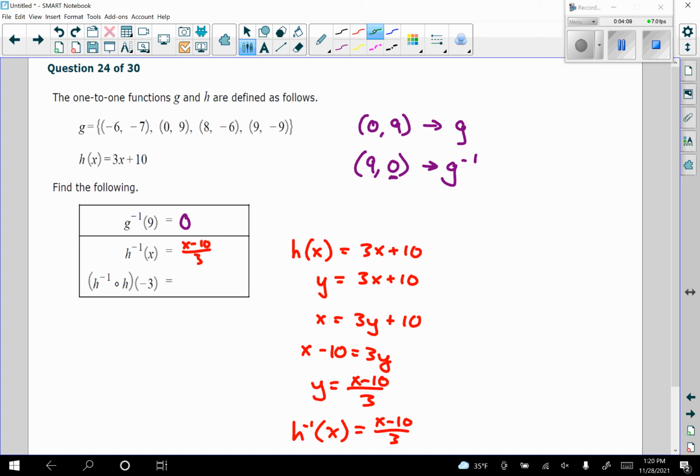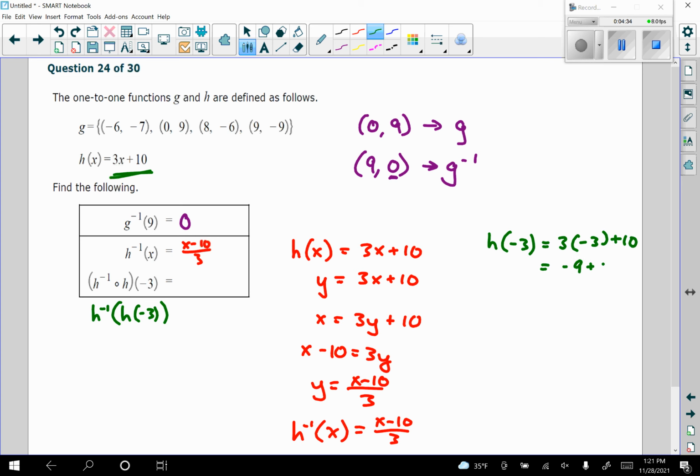Now you've seen enough of these problems that we should know if we took h and did the composition of h into the inverse, we should just be left with this -3. But let's just check. So let's do h, because this is just saying the inverse of h of -3. So we first want to calculate h of -3. So we're looking up here. So that becomes 3 times -3 plus 10.